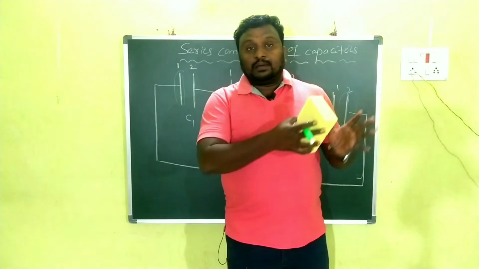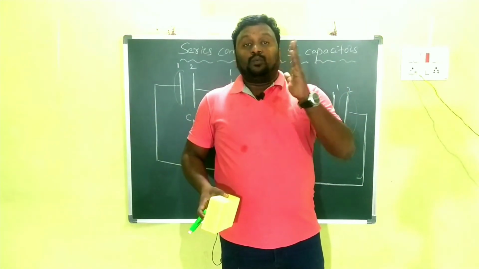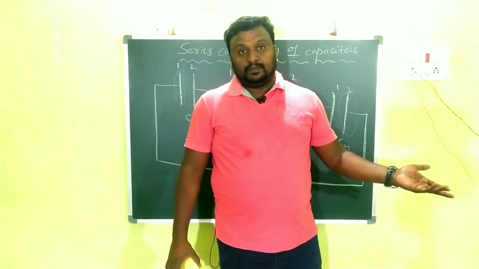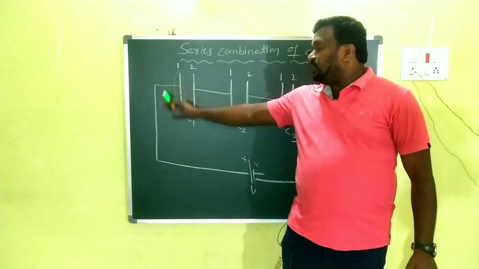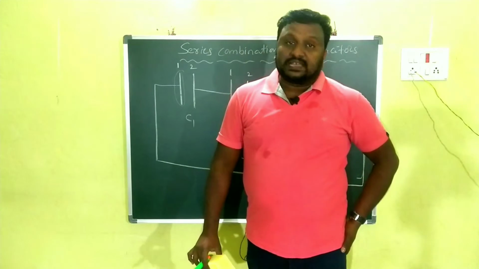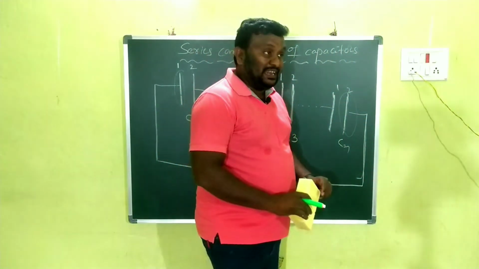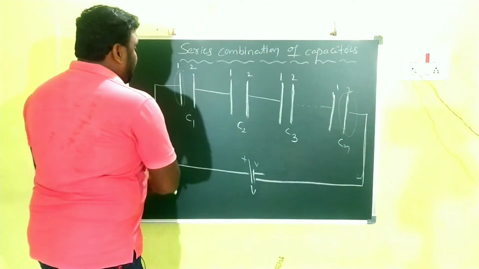Simply, all the plates are arranged in series order, and one plate of a capacitor is given to another plate, and so on. Finally, we have the first plate of the first capacitor and the second plate of the last capacitor. These two are given to the opposite terminals of the battery. Now this is what we call a series combination of capacitors.